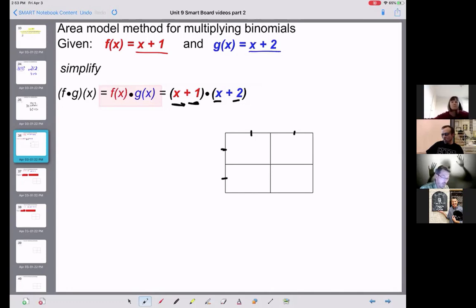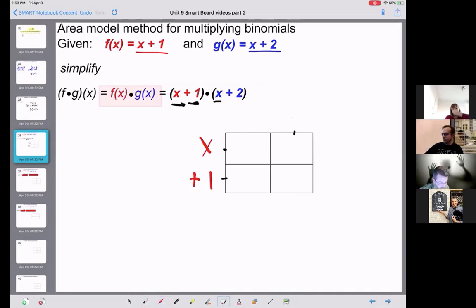Now, where you put those 2 terms doesn't matter. So what I mean by that is I can put x plus 1 here, or I could have put x plus 1 here. It doesn't matter.